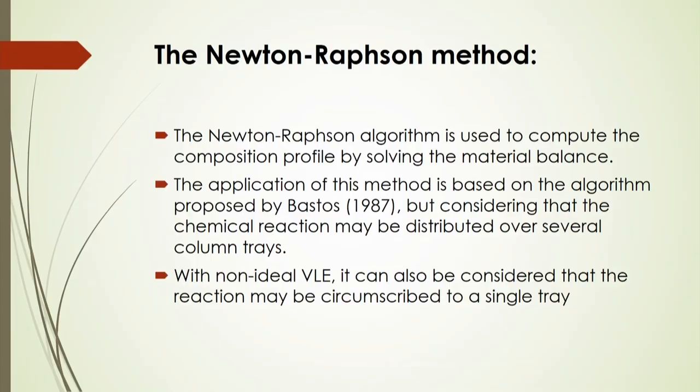Now, what is this Newton-Raphson method actually? The Newton-Raphson method is used to compute the composition profile by solving the material balance. The application of this method is based on the algorithm proposed by Bestos in 1987, but considering that the chemical reaction may be distributed over several column trays and with non-ideal vapor liquid equilibrium, it can also be considered that the reaction may be circumscribed to a single tray.